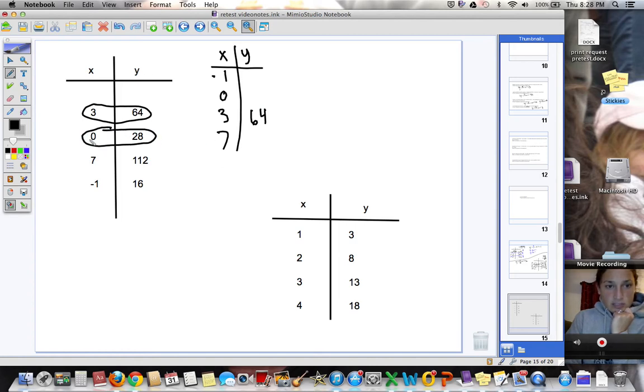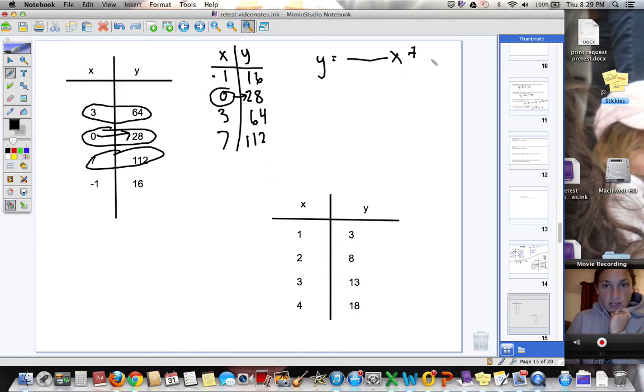We can't separate them. That 0 goes with the 28. The 7 goes with the 112. This -1 goes with the 16. So now I just do the same thing. Here's my 0. It goes with my 28. You can always double check. Here's 0. It still goes with 28. It shouldn't change from either graph. So this is going to be 28.